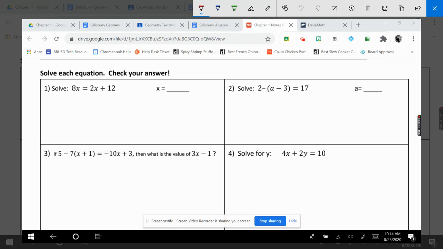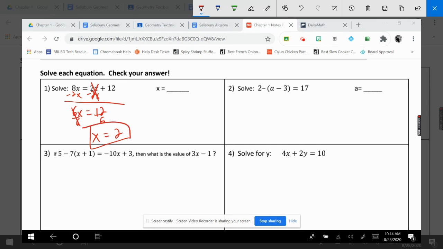So solving for x, we have to isolate. We want to subtract 2x on both sides. 8 minus 2 is 6x, which is equal to 12. And then to isolate the x, divide both sides by 6, and therefore x is equal to 2.